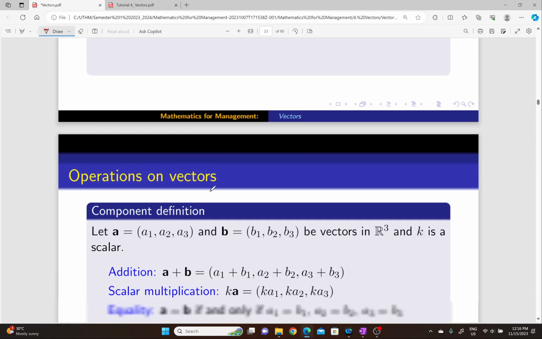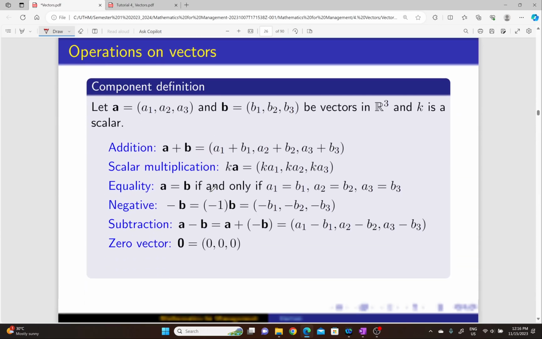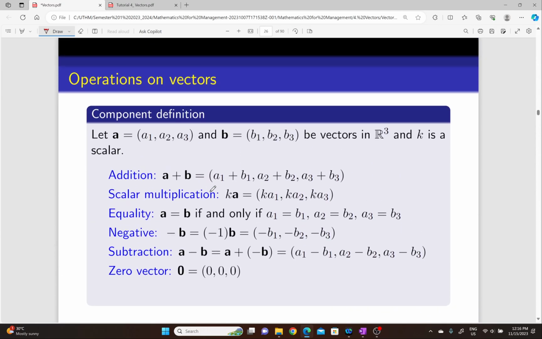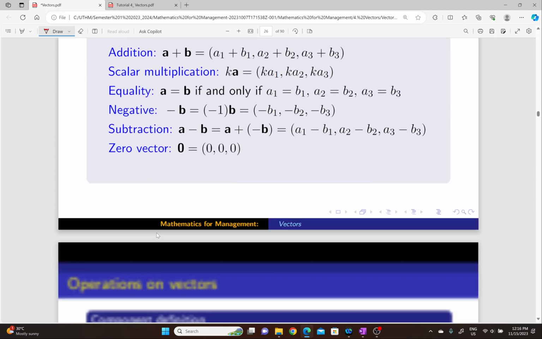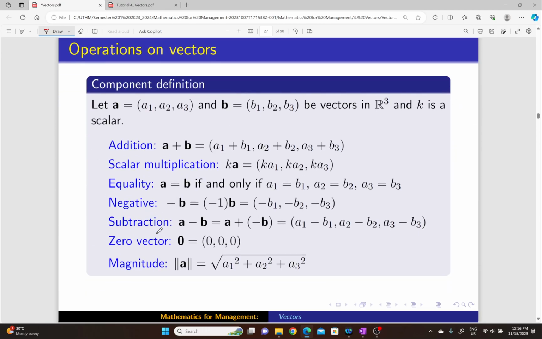So in operations, if I look at here, you don't need to memorize all these operations. No need to memorize. Just go through this. I'm going to go through most of the operations here with an example. If I show you an example, then you understand more.